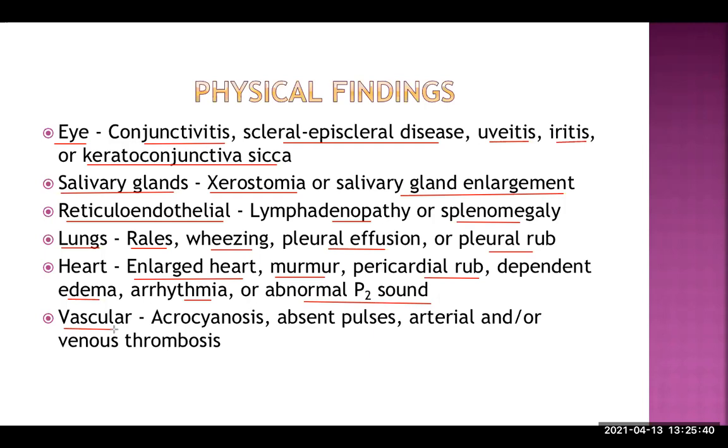Regarding the vascular types of physical findings, the patient may be having acrocyanosis, bluish discoloration of the extremity, absent pulses as a result of vasculitis, arterial or venous thrombosis, very, very common in case of connective tissue disorder. So these are some of the important physical findings.